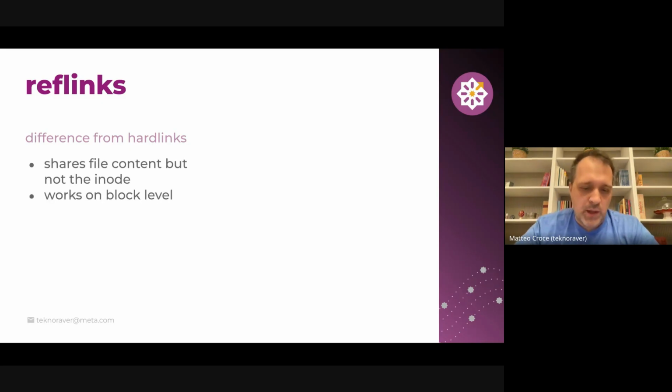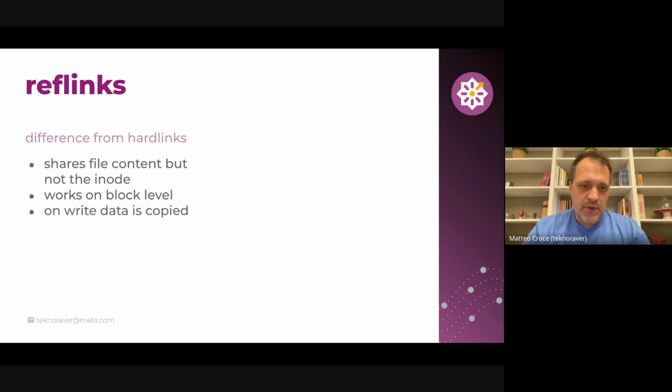It works on block level. Again, while a hard link can only link the whole file, with reflink you can clone a portion of the file, like the first part, the end, or something in the middle. The only requirement is that the start and the end of the data you want to reflink must be a multiple of the file system block size, which usually is 4K.